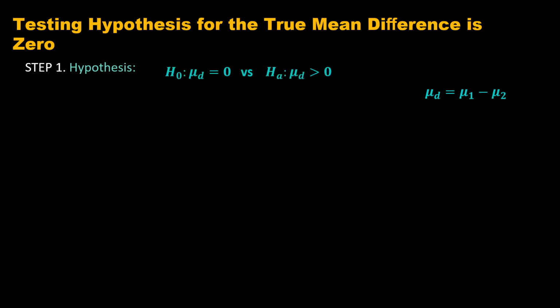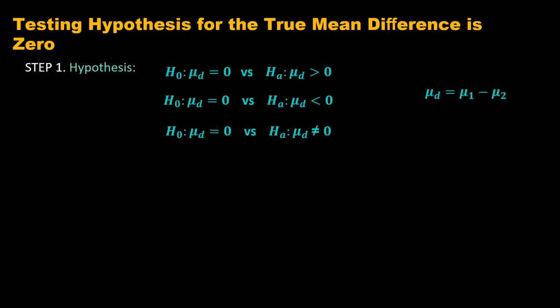So then what is the null and alternative hypothesis for this case? We can use mu d equals 0 versus mu d greater than 0. Or you can use mu d equals 0 versus mu d less than 0. The last one, mu d equals 0 versus mu d not equals 0.